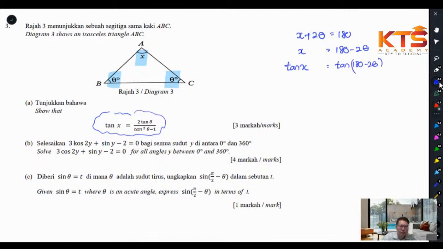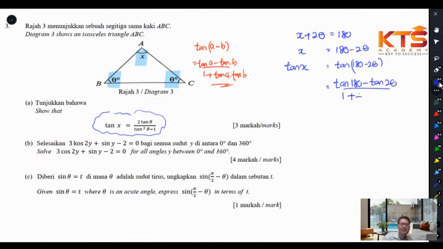Do you remember the formula? Oh my god. Tangent of A minus B is tangent A minus tangent B over 1 plus tangent A tangent B. Can you check for me, is the formula correct? If wrong, please let me know. Because after 10 o'clock, my brain doesn't really work well. Okay. Tangent 2 theta over 1 plus tangent 180 tangent 2 theta.